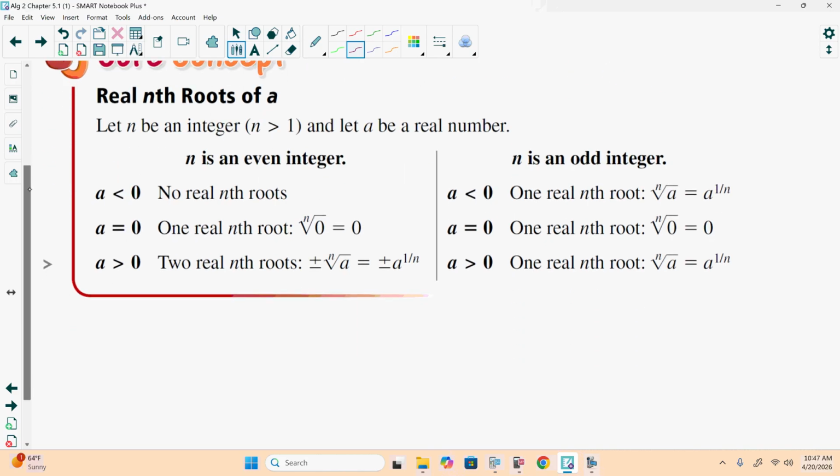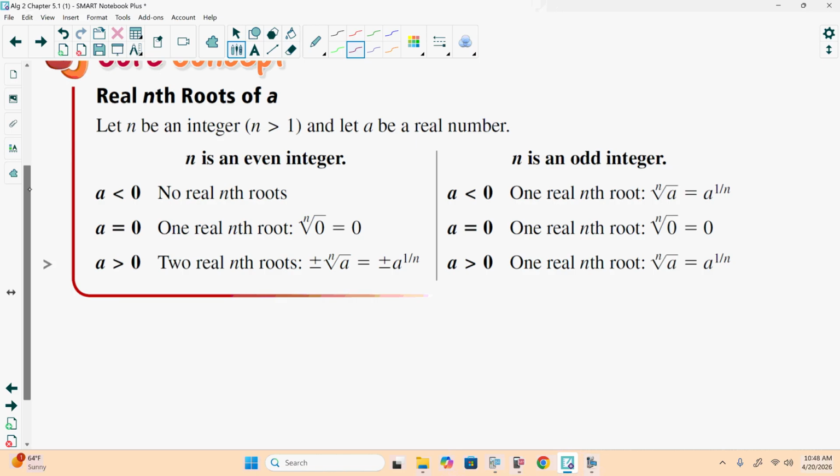So, when we take nth root, n is the number inside that radical. We have 2 main setups if we're taking an even root or an odd root. Now, if the root is even and the number inside is greater than 0, we're going to have 2 real roots. We're going to have a positive and negative case if a is positive. If a is equal to 0, we're going to have 1 real root.